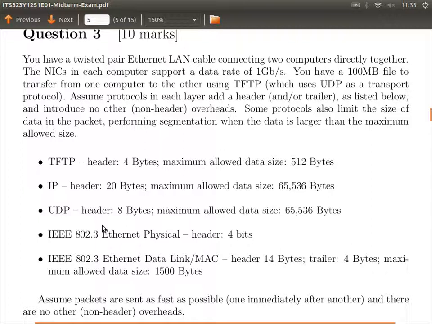What's the protocol of this set? So if this is application, UDP is transport, which one's network layer? We've got 1, 2, 3, 4, 5. It almost gives you the answer there. If TFTP is application, UDP is transport, the question says that, which one's network layer? If you read through, the last two are physical and data link. So it leaves just one remaining, IP.